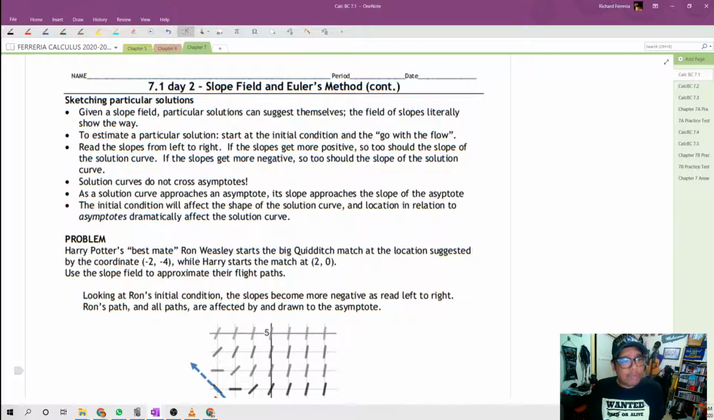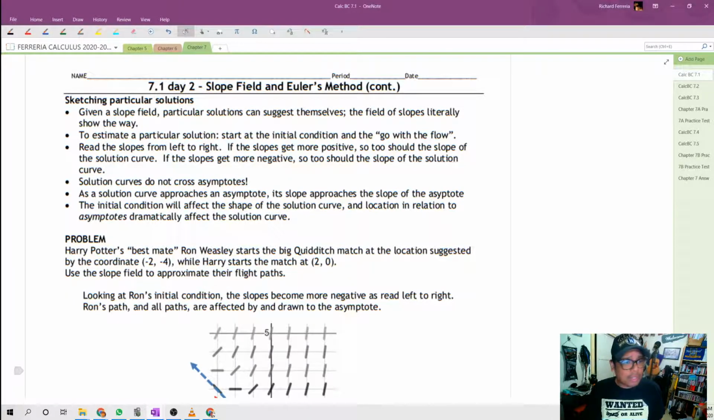You want to read slopes from left to right. If slopes get more positive, so should the slope of the solution curve. And if the slopes from left to right get more negative, then the slope of the solution curve should get more negative also. Important: solution curves will not cross an asymptote. They will just continue to get closer and closer to that asymptote without crossing.